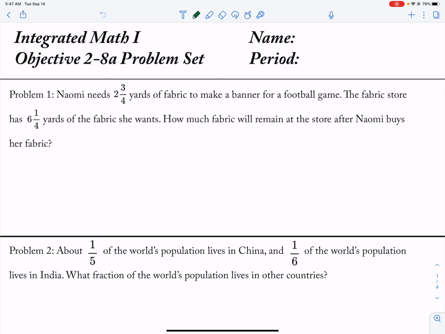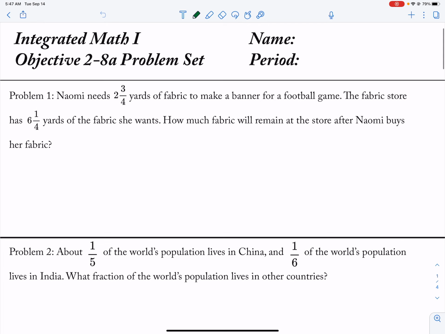Okay, so let's go ahead and take a look at this problem set. Naomi needs 2 3/4 yards of fabric to make a banner. The fabric store has 6 1/4 yards of fabric that she wants. How much fabric will remain at the store after she buys the fabric?